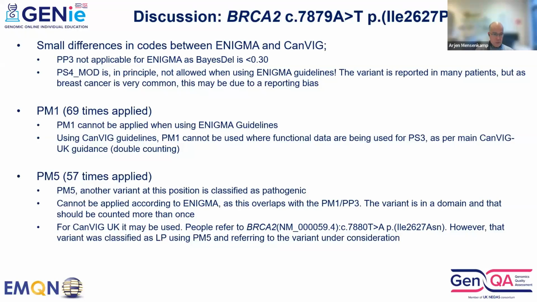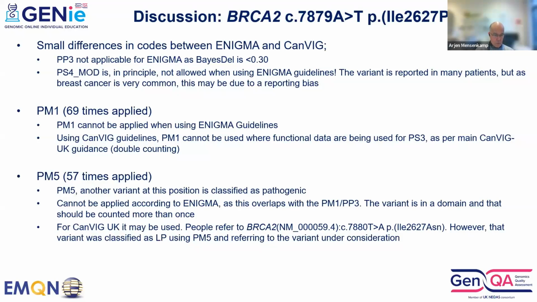It is part of the CanVIC guidelines, but it cannot be used when functional data are being used for PS3. As per the main CanVIC guidelines, it is seen as double counting. So because the variant is functional, it is likely that the variant is in an important domain, and therefore PM1 cannot be applied in either of the 2 guidelines. PM5 has been applied 57 times. And PM5 is a code that can be used as another amino acid change at that position is classified as pathogenic.